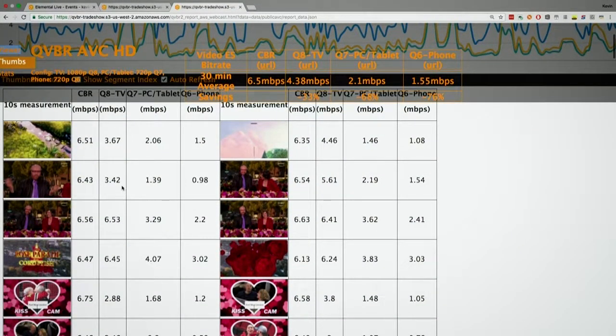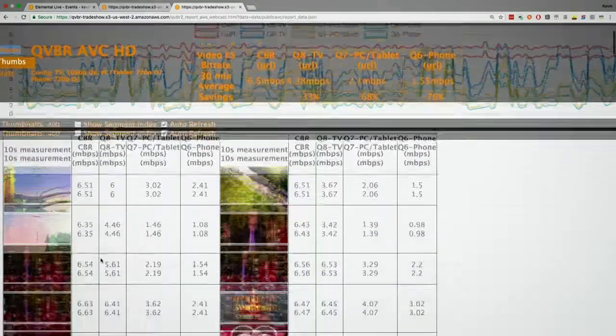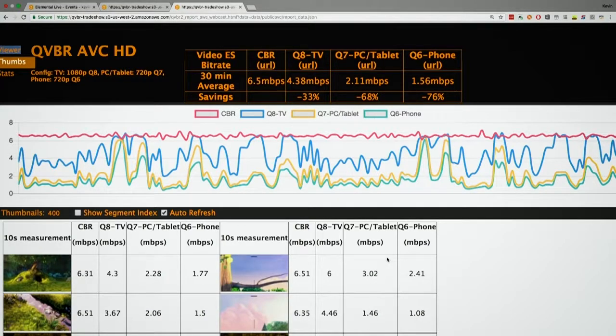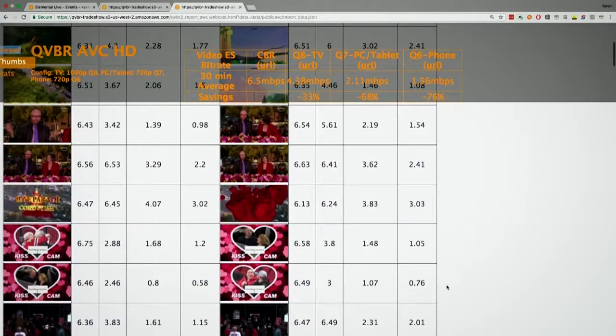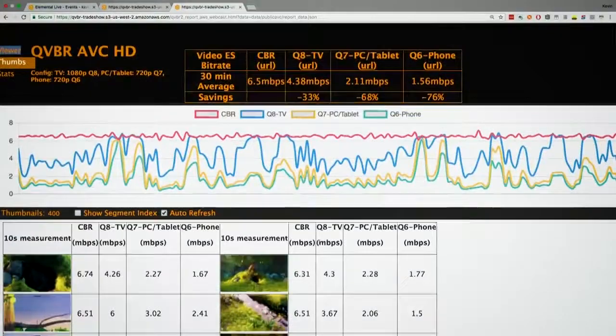But you can see when we got to the talking heads period here, where it was just a camera fixed on one person for the interview, the QVBR encoder was able to spend only 3.42 megabits versus the CBR encoder, which was spending almost twice as much at 6.43. So clearly there's substantial savings to be had during many different periods of content here. There's the KissCam footage again. You can see certain advertisements were spending less than 1/3 of what we would otherwise be spending in a CBR time period. So we're saving a lot.